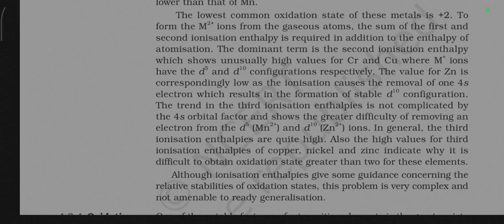The trend in the third ionization enthalpies is not complicated by the 4s orbital factor and shows the greater difficulty of removing an electron from the d5 Mn2+ and d10 Zn2+ ion. In general, the third ionization enthalpies are quite high. Also, the high values for third ionization enthalpy of copper, nickel, and zinc indicate why it is difficult to obtain oxidation state greater than +2 for these elements. Although ionization enthalpies give some guidance concerning the relative stabilities of oxidation states, this problem is very complex and not amenable to ready generalization.